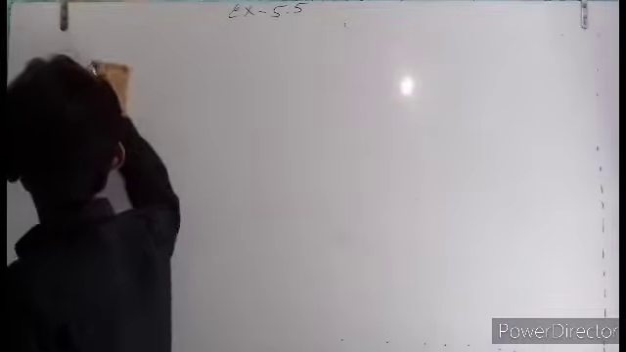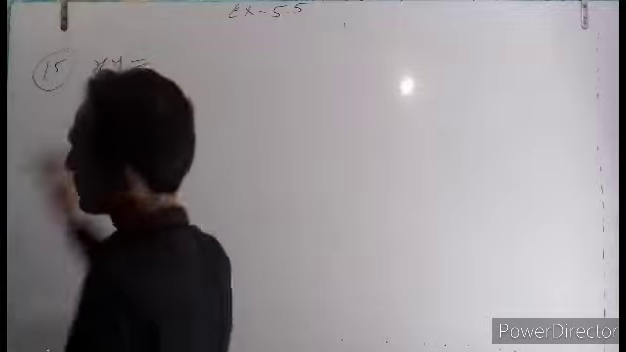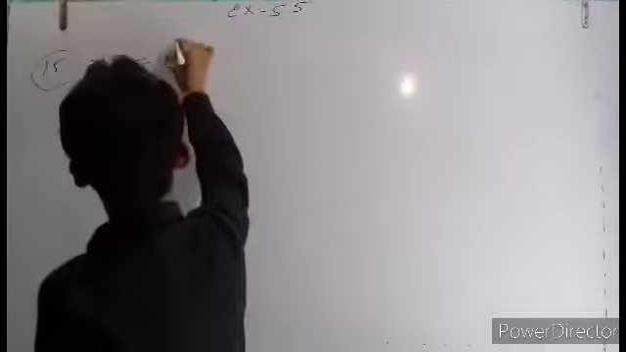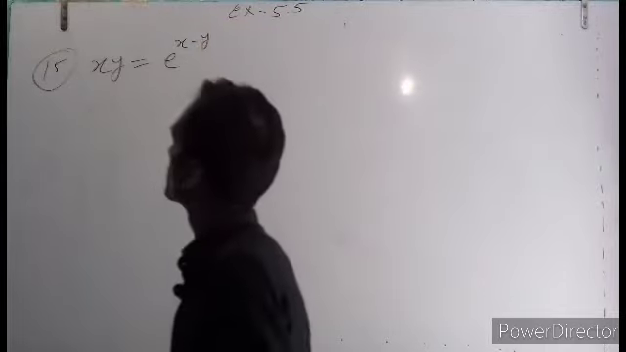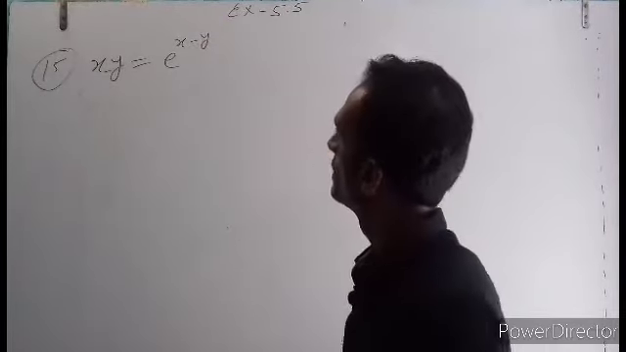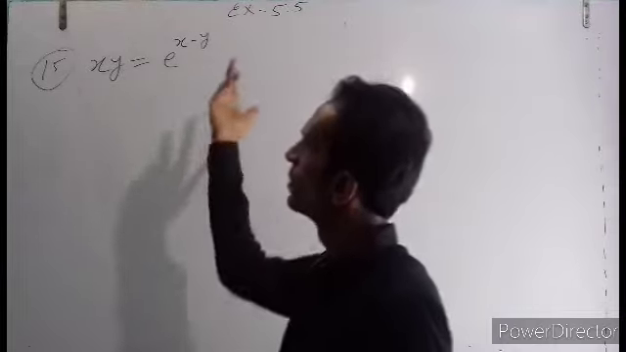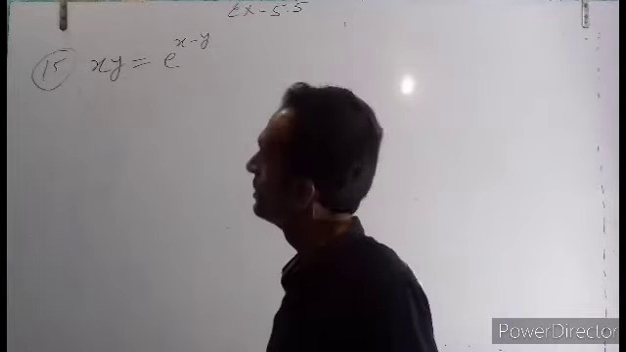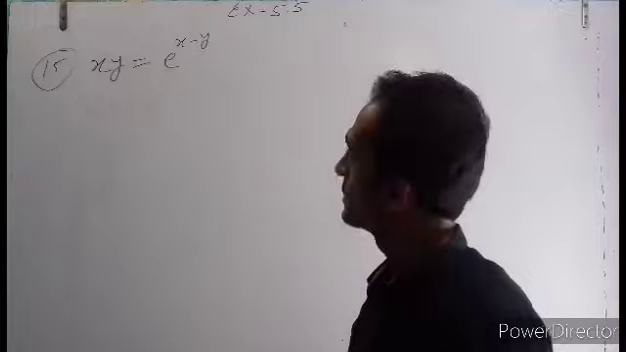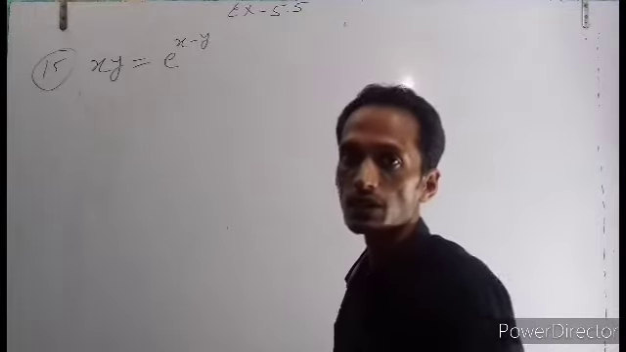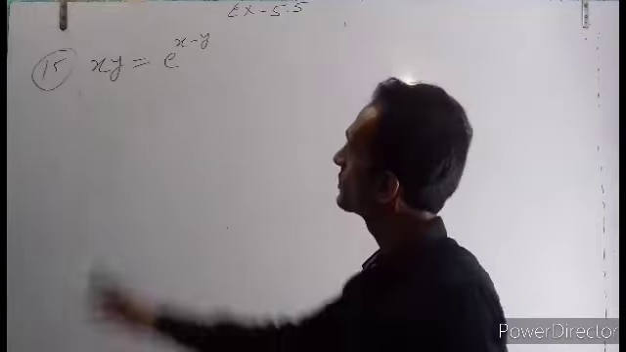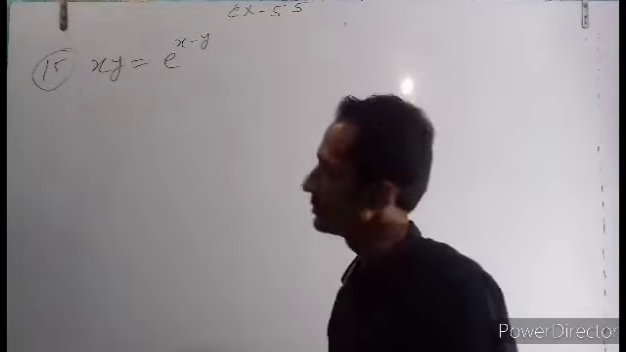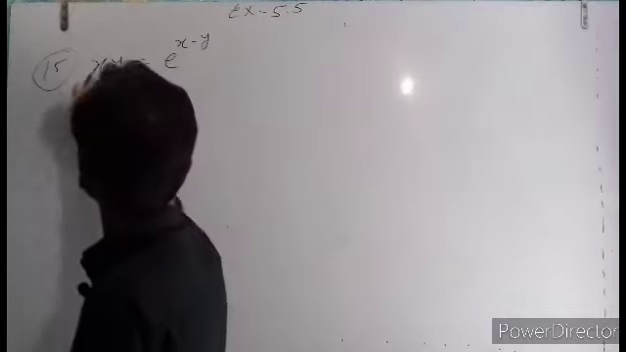You have given xy equal to e raised to the power x minus y. Similarly, you can do it just like the previous question. There is no additional term in LHS and RHS, so you can do it by which property? First you take the log on both sides, then you have to differentiate with respect to x. So we can do it. Now we will try it.